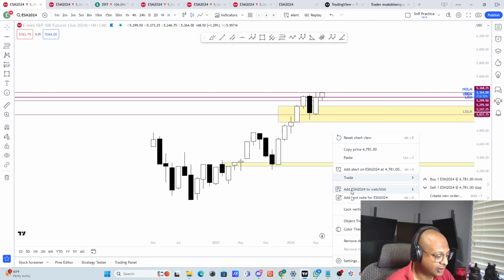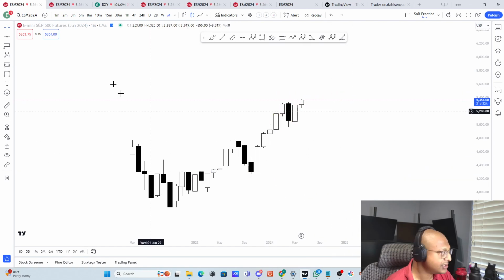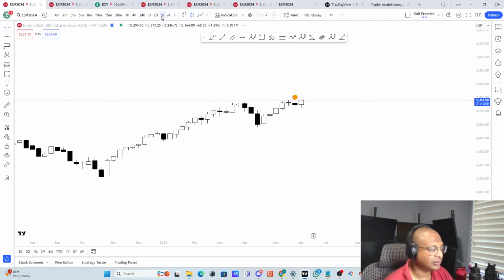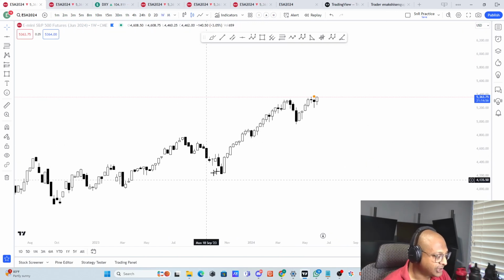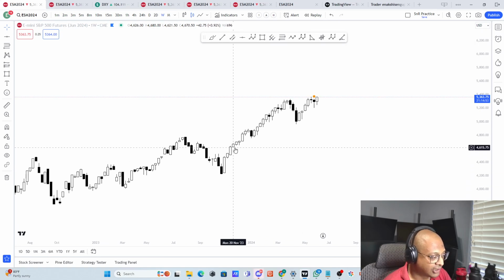Now, let us remove all these things. Remove indicators, remove drawings. Let us go to the weekly chart now. So one time frame down. On the weekly chart, what do we see? We had a micro channel. In the beginning, I said what a micro channel is. We had a micro channel up. We had another micro channel up.